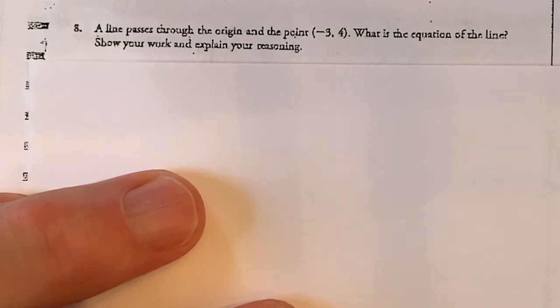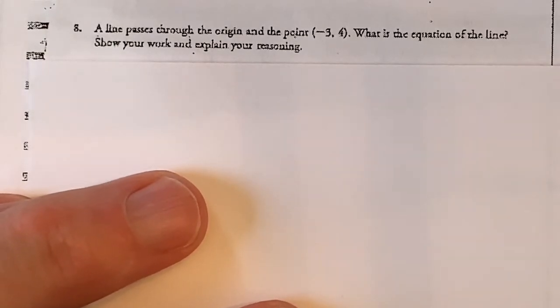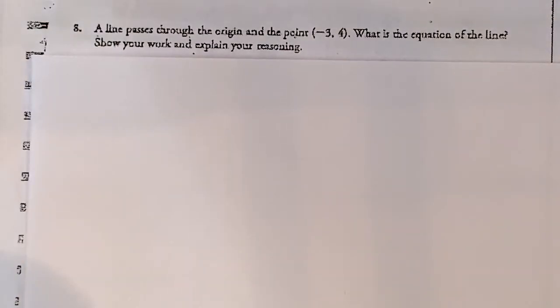Page 3, number 8. A line passes through the origin and a point (-3, 4). What is the equation of the line? Show your work and explain your reasoning. So whenever it says explain, math is the explanation. Okay, so if your math is correct, that's going to be great.